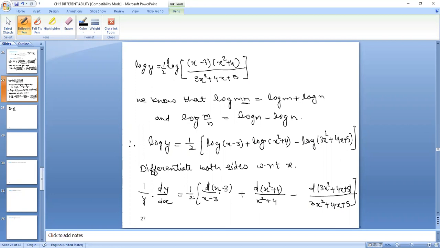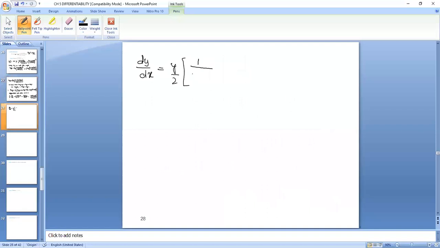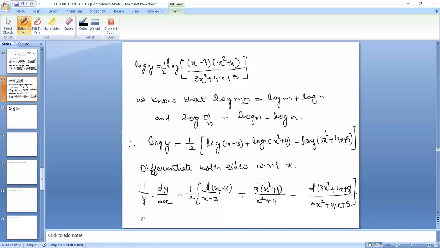Now 1 y by 2, derivative of x minus 3, derivative of x is 1, derivative of 3 is 0, so it is 1 minus 0 over x minus 3. So it will be 1 upon x minus 3 plus derivative of x square plus 4. Derivative of x square is 2x plus derivative of 4 is 0 over x square plus 4.